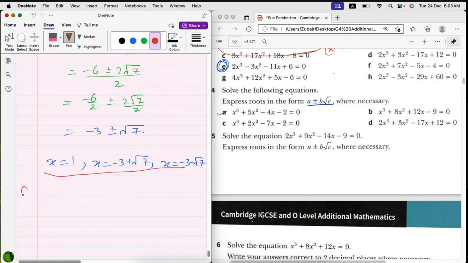Try B part. Question 4b. x cube plus 8x square plus 12x minus 9 is equal to 0.